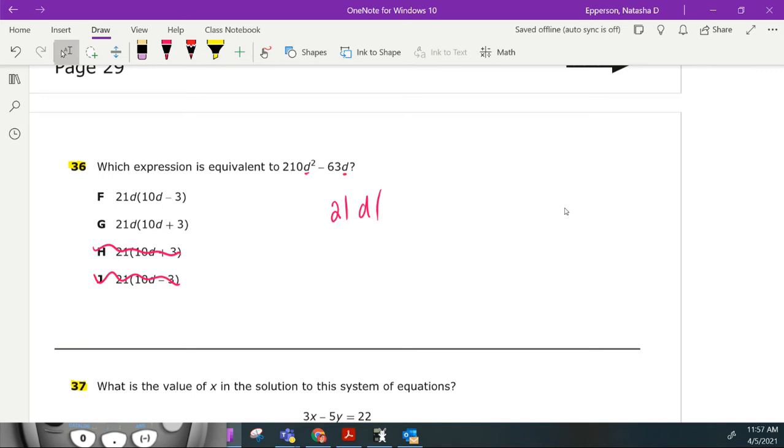Well, 210d squared divided by 21d would give me 10d. There's a minus, and I did not take out a minus, so that means that minus is still there, and that's going to give me 3. So that's my answer choice F.